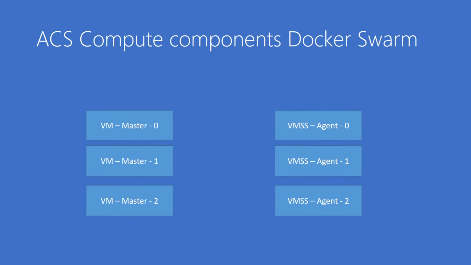Some of the compute components that make up a Swarm deployment include virtual machines and VM scale sets. At deployment time, I chose 3 of both. And so we have on the left-hand side 3 masters and on the right 3 VM scale sets. The ones on the right are known as agent resources to ACS.